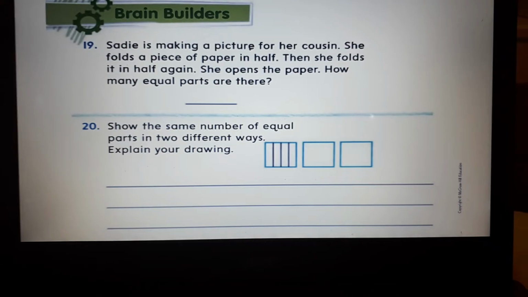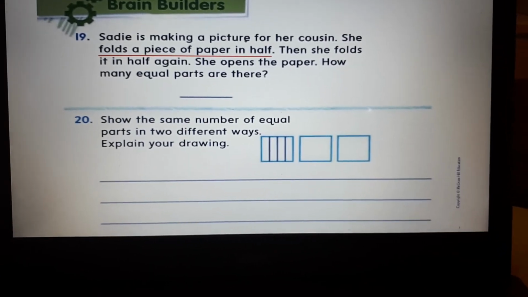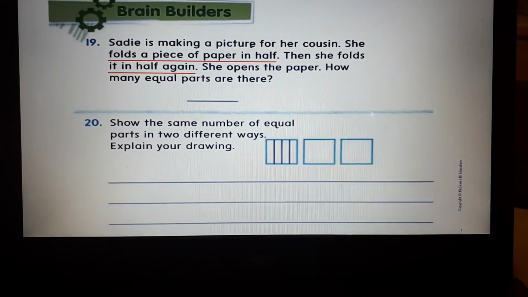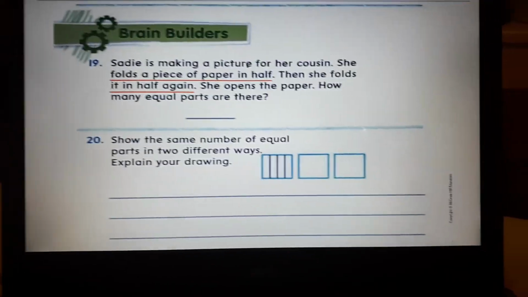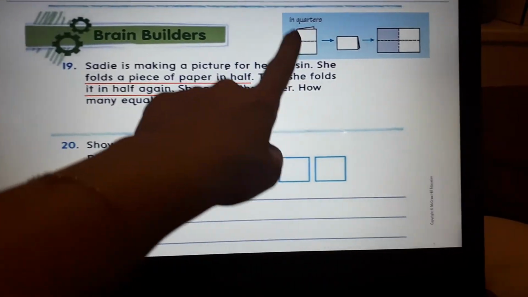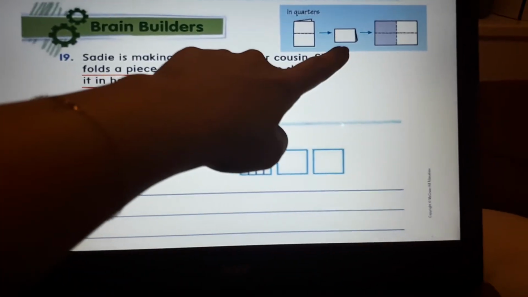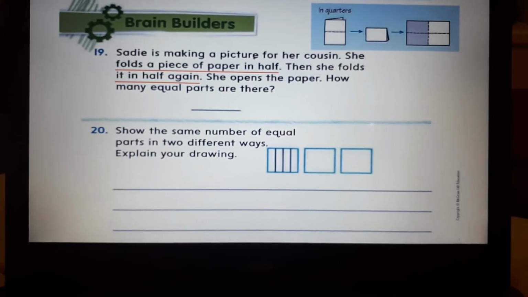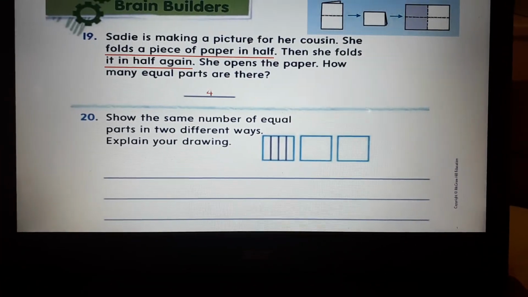Okay. Sadie is making a picture for her cousin. She folds a piece of paper in half. The paper she folded in two halves. Then she folded it again in half. Look how here she folded the paper half and then she folded another half. So how many equal parts do we have? Four equal parts.